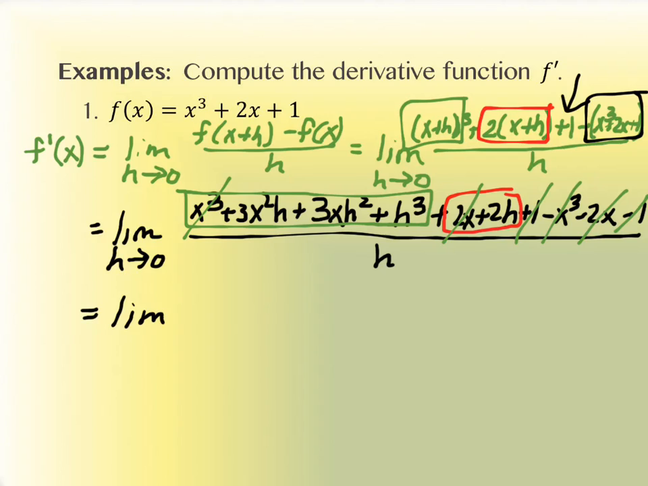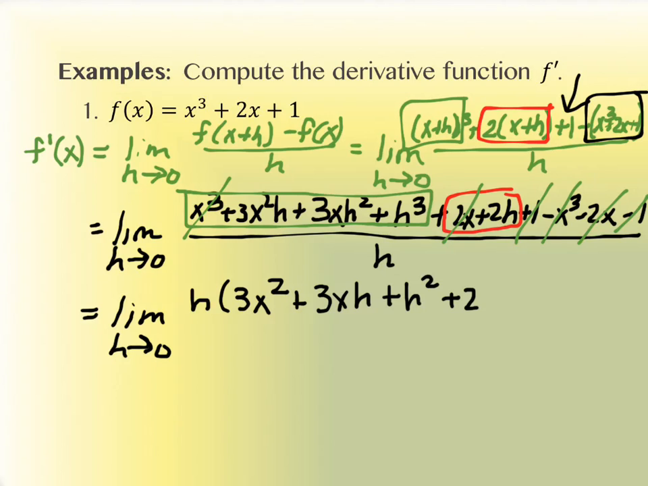So this is the limit as h goes to 0. And take the h out. It's going to leave me with 3x squared on top, or inside, plus 3xh, and then plus h squared plus 2 from that 2h. All of that is divided by h. Now what? The h's do cancel.